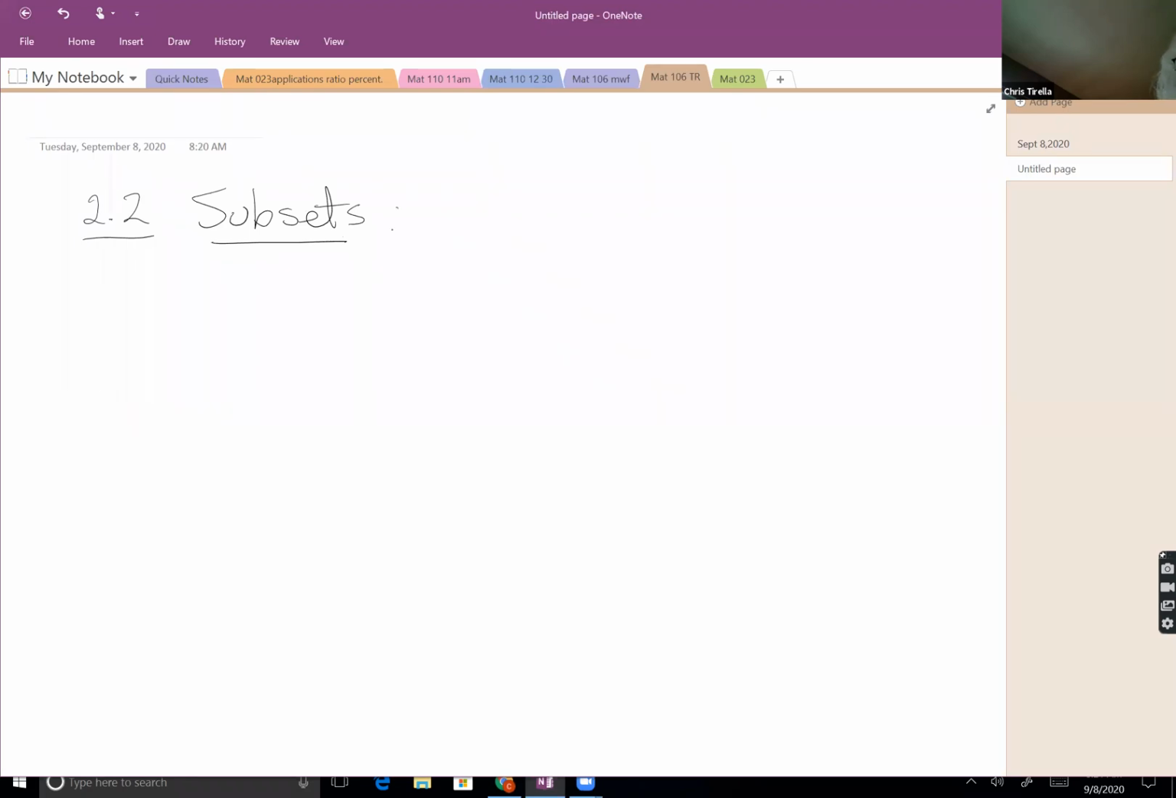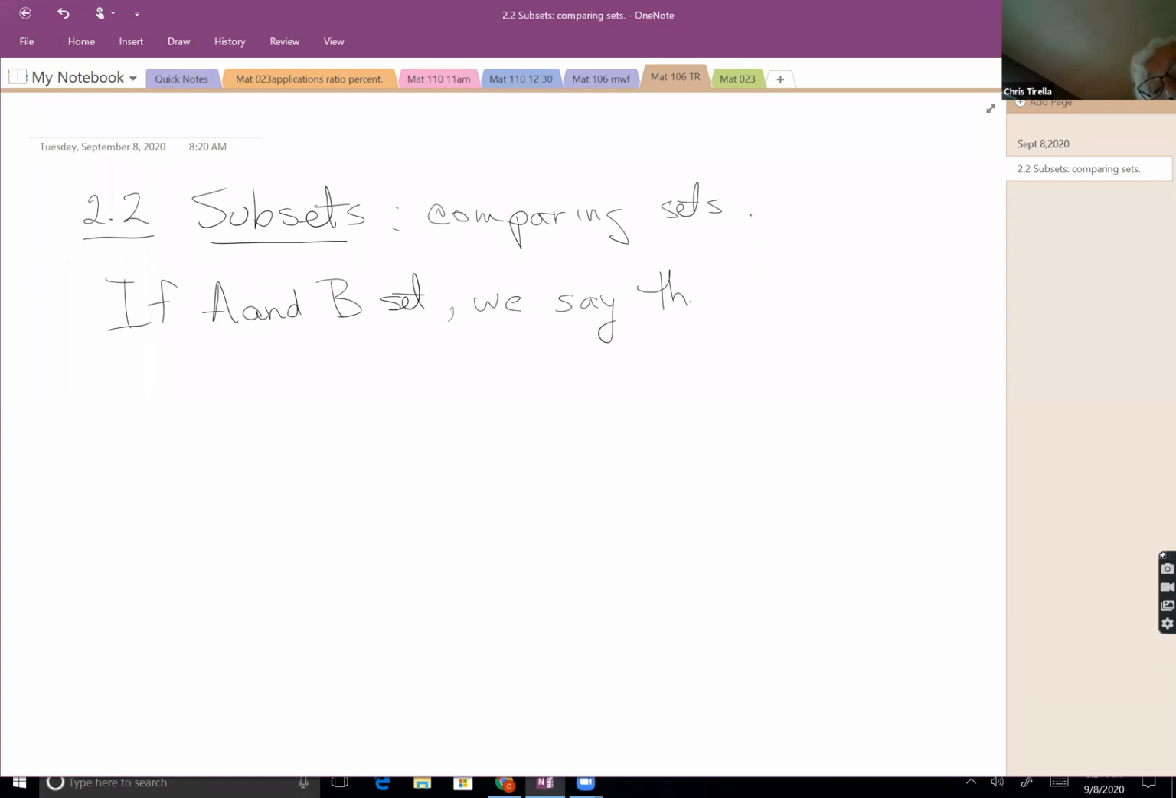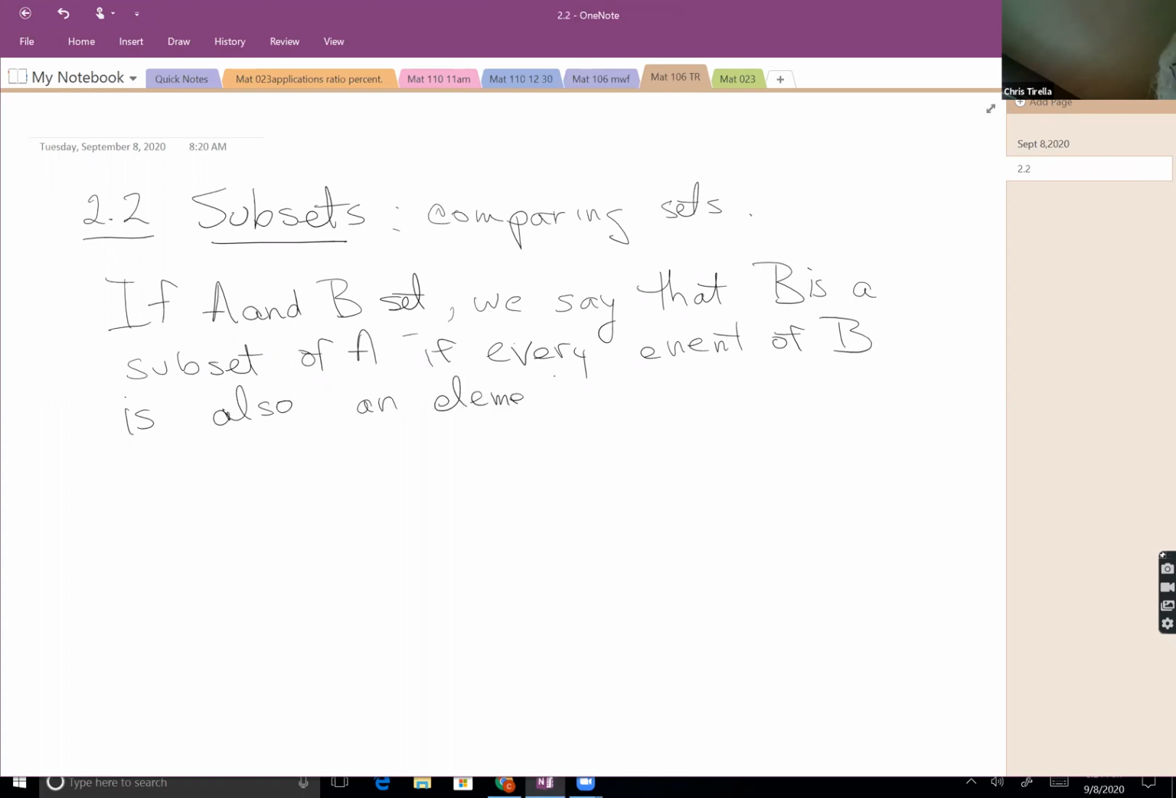When we talk about subsets, what happens is we start to compare sets. And so if A and B are sets, when I start talking about the idea of subsets, I need two sets. We'll say that B is a subset of A if every element of B is also an element of A. Every element of B is also an element of A.